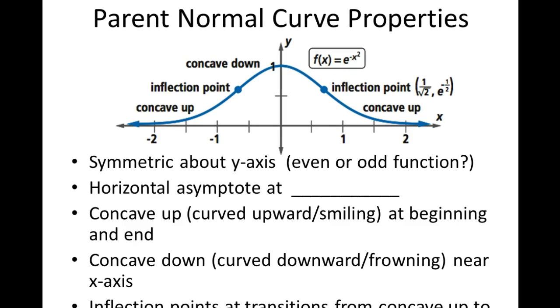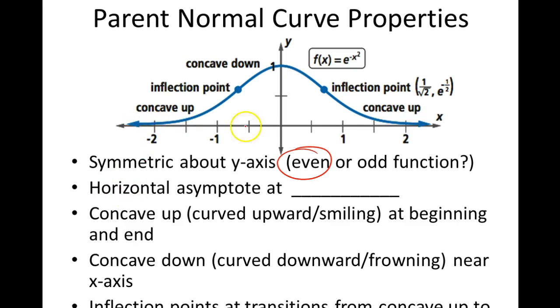The parent normal curve has some properties, however, that students do need to know, identify, and remember. So again, here's another picture of it, and some of the vocab has been labeled. It is symmetric about the y-axis, so that makes the graph even. That's something that students should know, that even functions are symmetric about the y-axis. If you don't remember what an odd function symmetry is, you should ask your teacher or a friend.